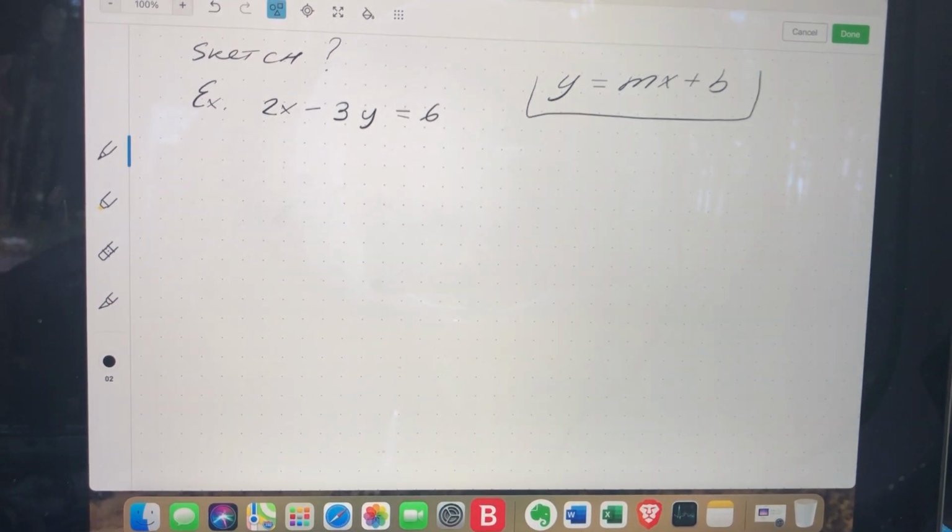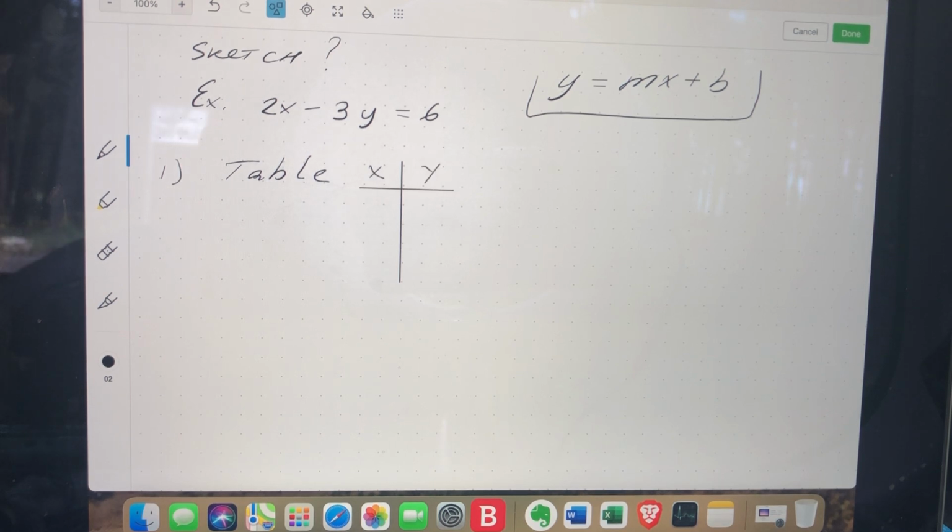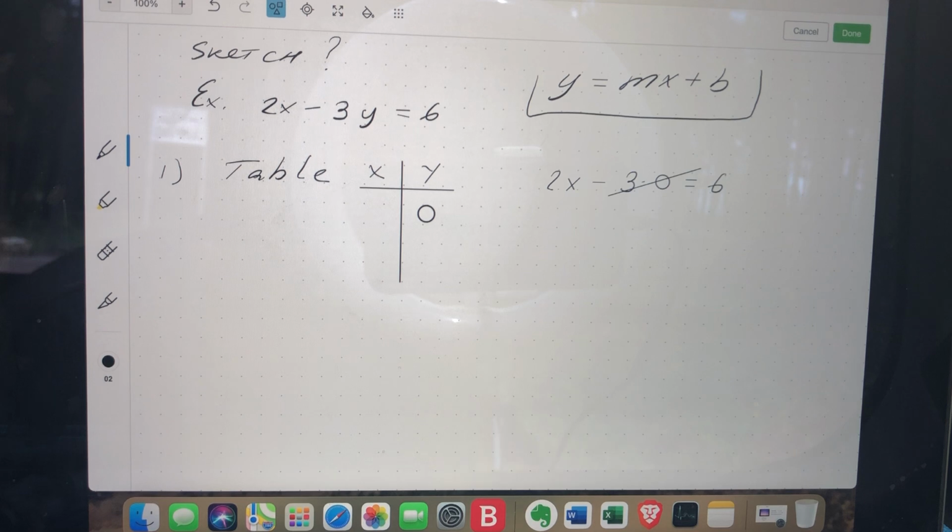So the first choice I have is I could use a table, which means choosing a few values, two values, let's say for either x or y. So let's say I choose 0 for the y. If I choose 0 for the y, that means 2x minus 3 times 0 is 6. And 3 times 0 is 0. That makes 2x is 6. Dividing both sides by 2, I have x is 3. So this is my first point.